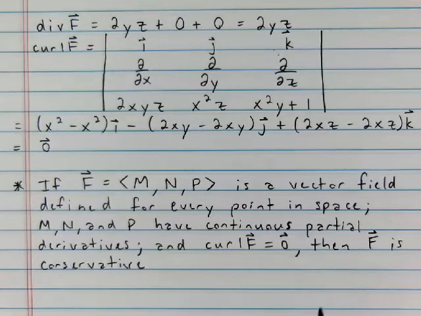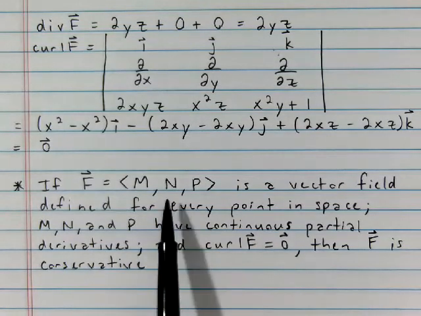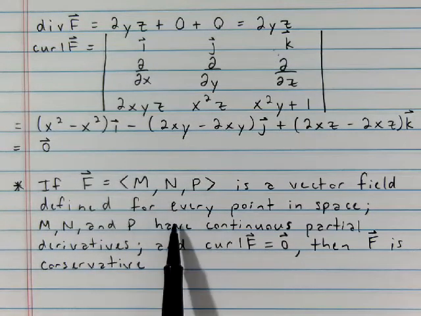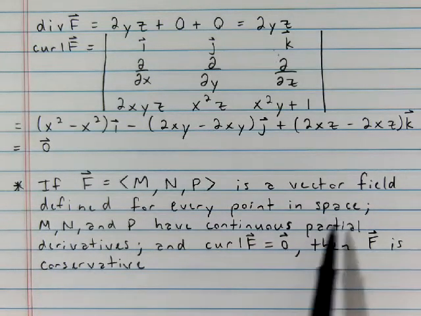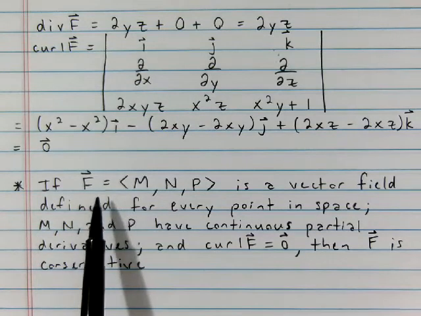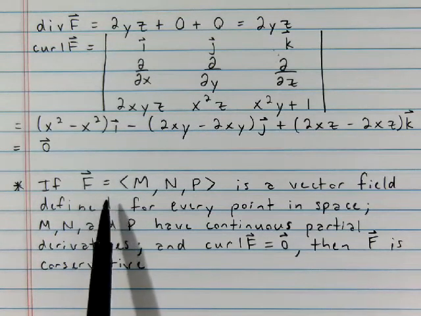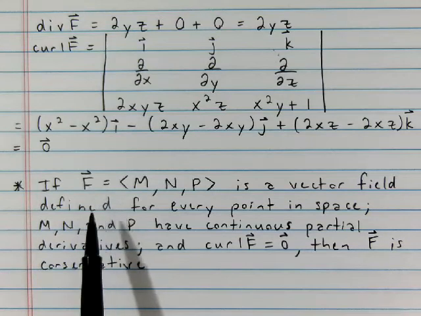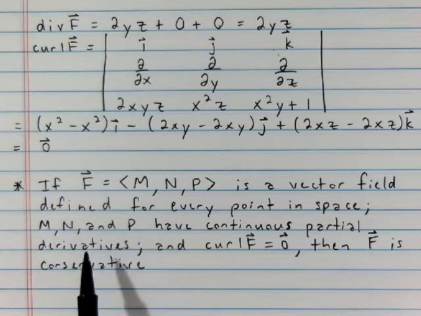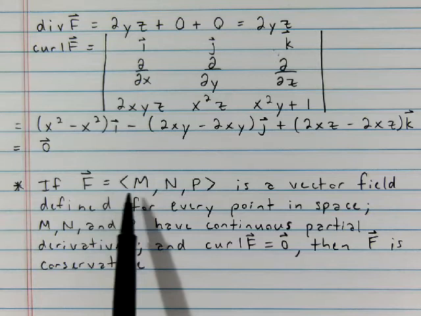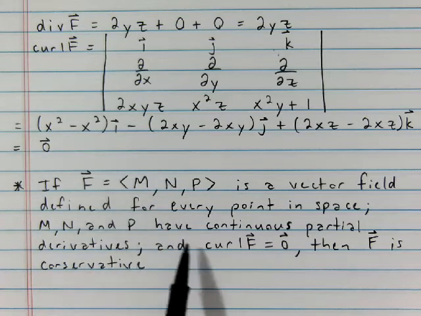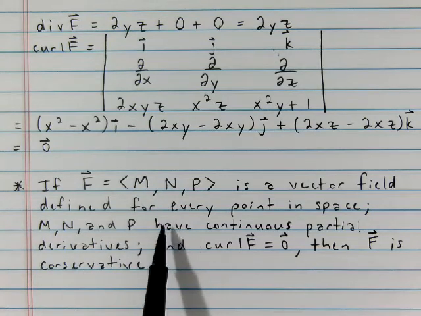So a couple of things to clarify here. This vector field is defined for every point x, y, z in space. So we have to be able to plug in every point in 3 dimensions into our vector field. So we should be able to plug in any point x, y, z without having to worry about dividing by 0 or taking the natural log of a negative number or taking the square root of a negative number, something like that. So it has to be defined on all of 3 dimensions.